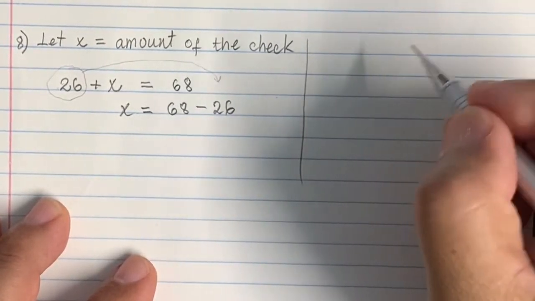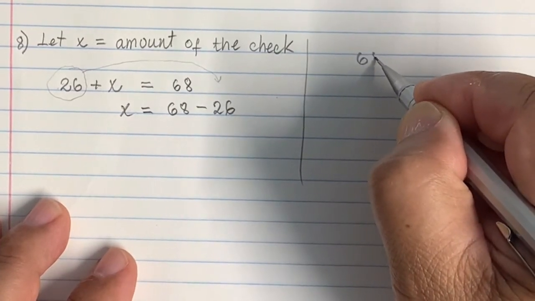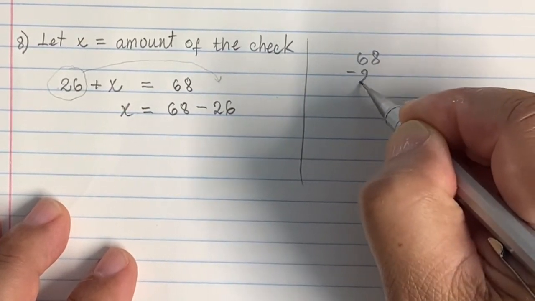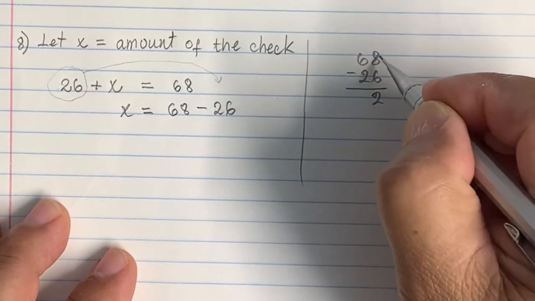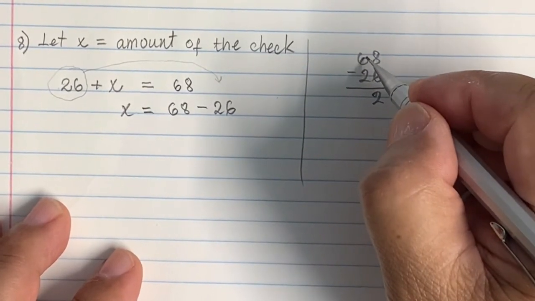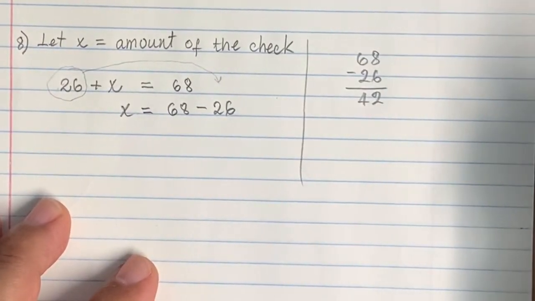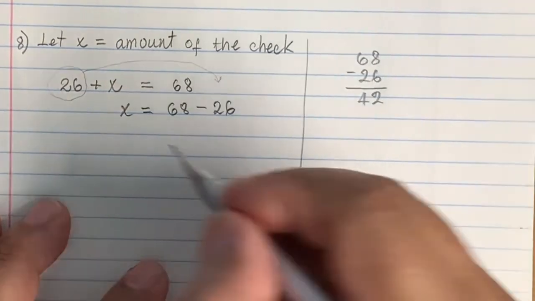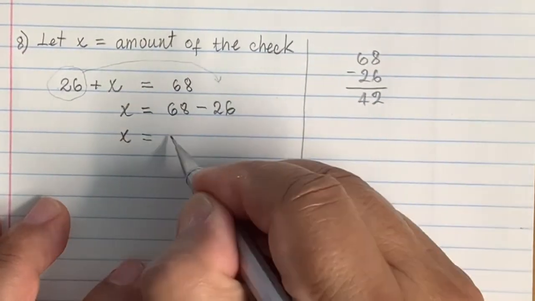So subtract 26 from 68. That's going to be 2. 8 minus 6 will be 2. 6 minus 2 will be 4. So $42.